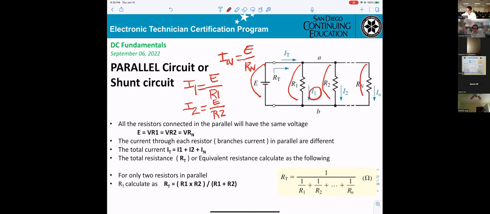Okay? In here, when you read the same, all the devices connected in parallel will have the same voltage: VR1, VR2, VRN. The current through each device, that's what they call a branch current, in parallel are different. Okay? And the total current will be equal to I1, I2, plus IN, right here. Now, if you want the total resistance, that means I want to combine R1, R2, R3, or RN into one circuit, okay?